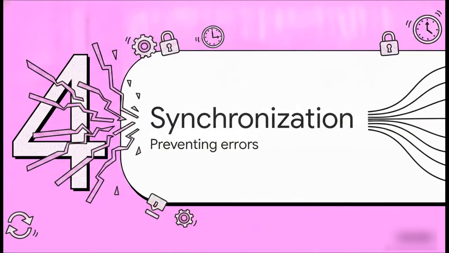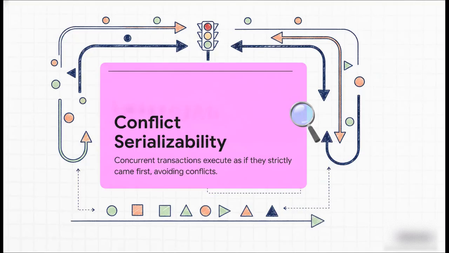Section 4. Synchronization and prevention. How do we stop these errors? Now that we've seen the devastation these timing bugs can cause, how do engineers actually restore order? Well, while executing transactions serially, just one after the other, is the safest method, it's obviously terrible for efficiency.